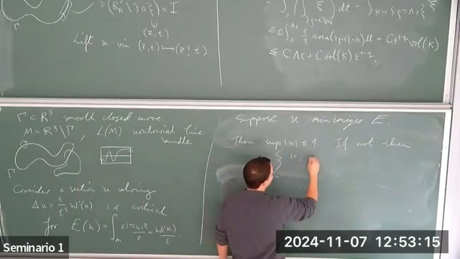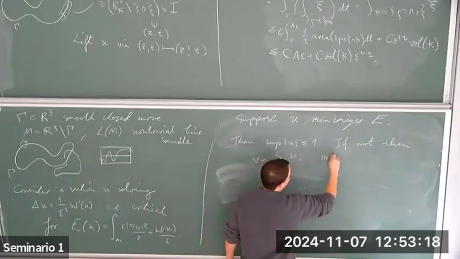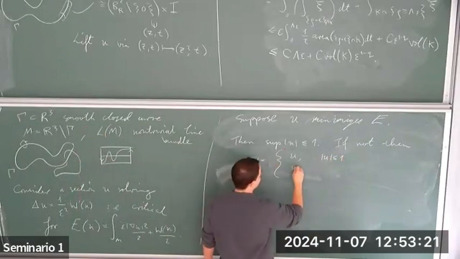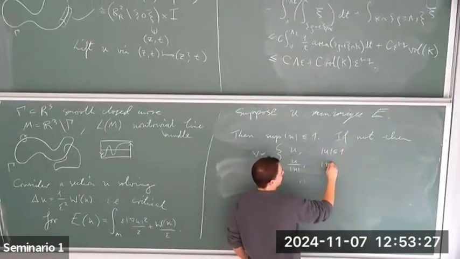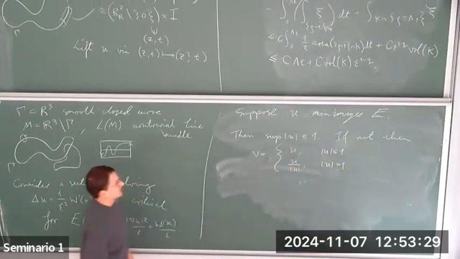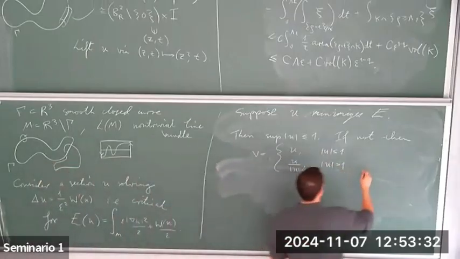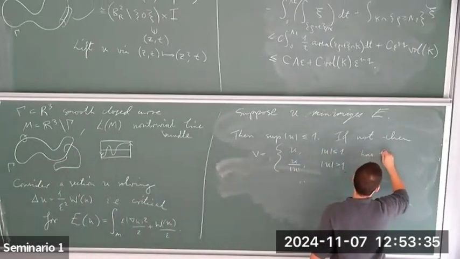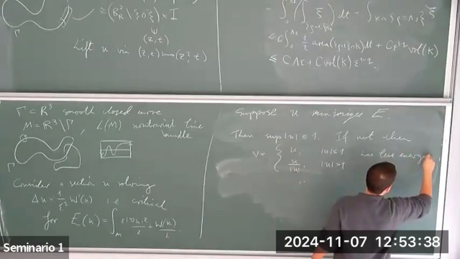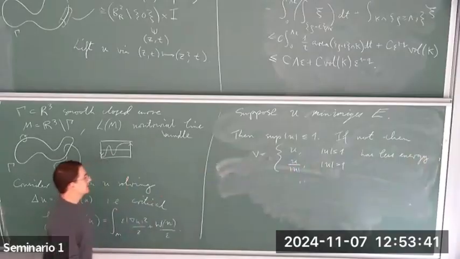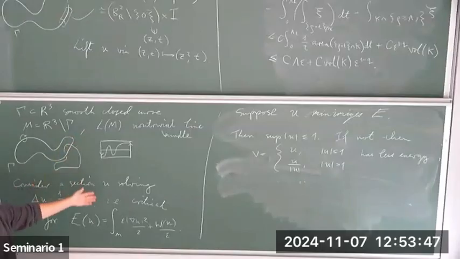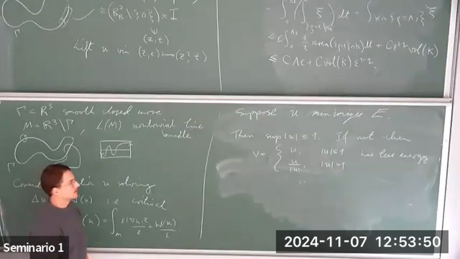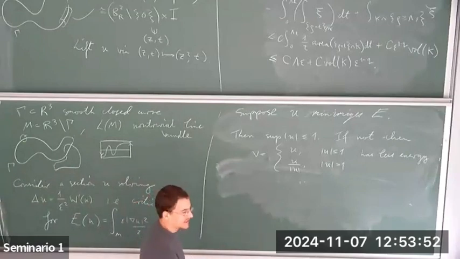So I take v to be u at points where it's less than or equal to 1, and u over the absolute value of u at points where u is greater than 1. This will have less energy. And this is important because, in all of our estimates for the discrepancy, for example, the constants depend on an upper bound for u. So if we want to use those, then we need to check that u is bounded.